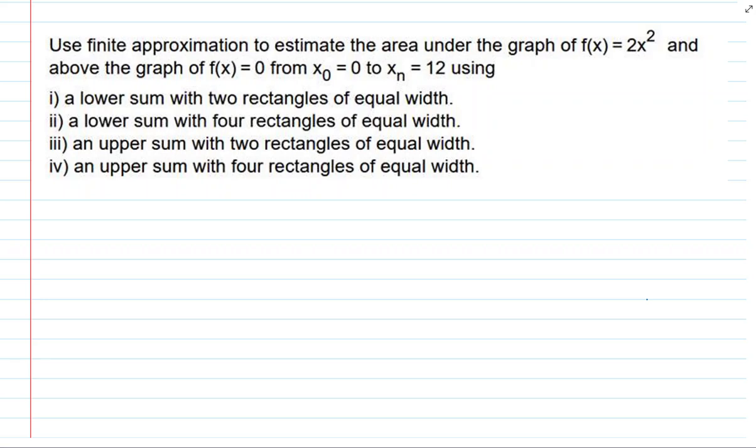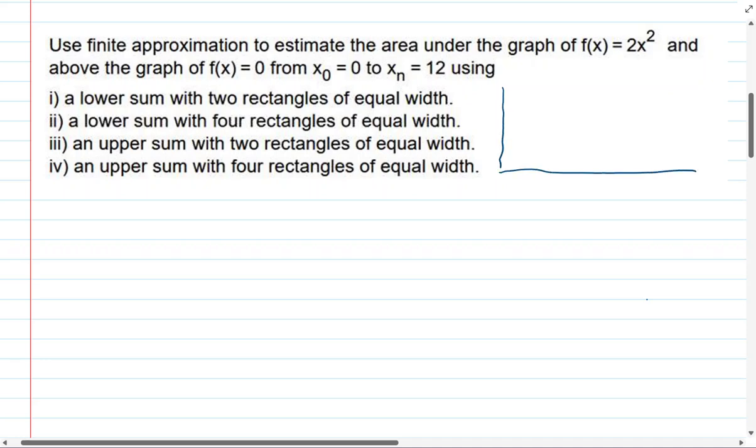All right. So here we have: use the finite approximation to estimate the area under the curve of f of x equals x squared, and above the graph of f of x, that's above the y-axis, from 0 to 12. All right. So we have a parabola. In the parabola, if we understood what we have here, let's do the middle. This is a 6.